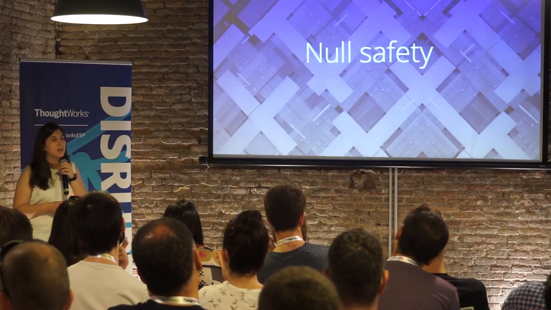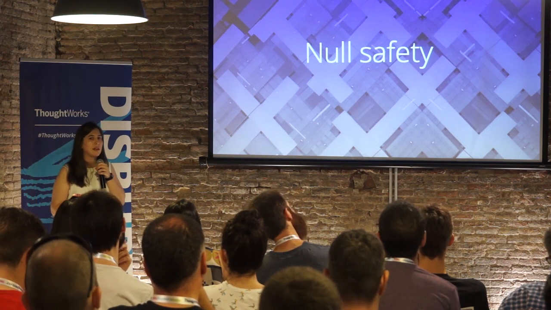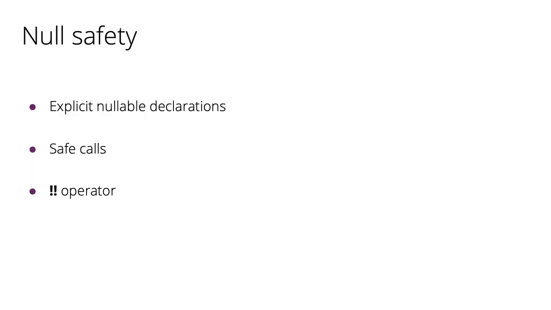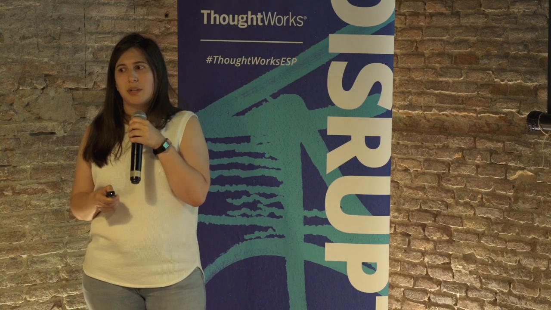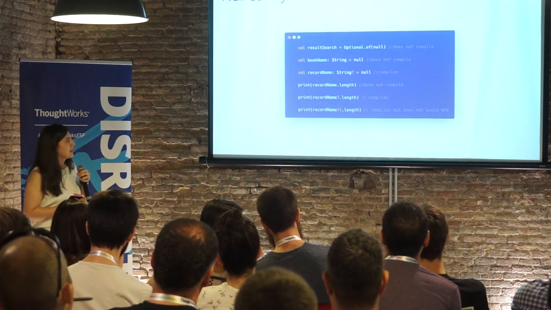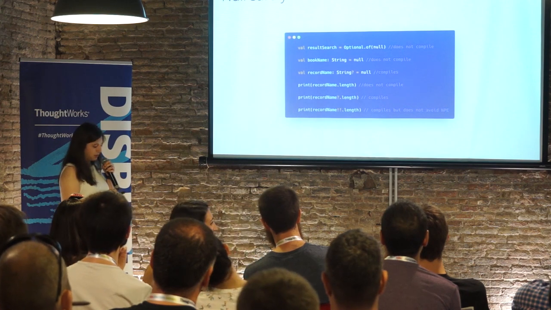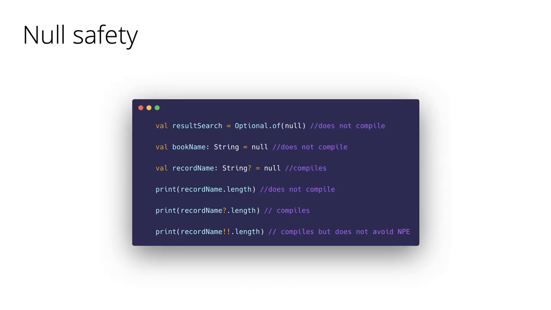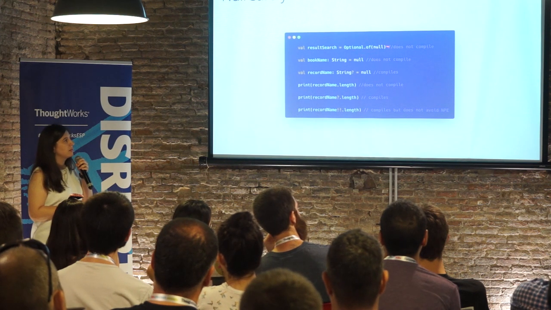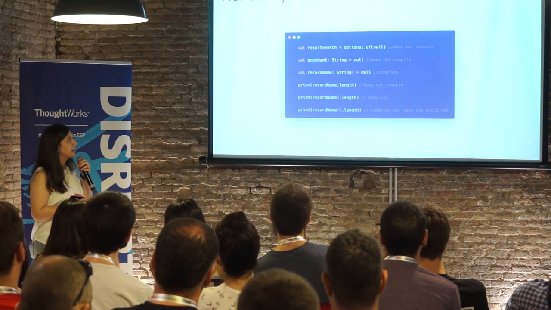Null safety is not related to functional programming, but it's a really nice thing in Kotlin, and you're going to see why. By default, calls in Kotlin are safe calls. If we want to treat null values, we have to be really explicit with that, with this operator, the double exclamation mark. I don't know if you can see it, but we have here some examples that are not going to compile, like trying to assign null when creating a variable or assigning a variable.